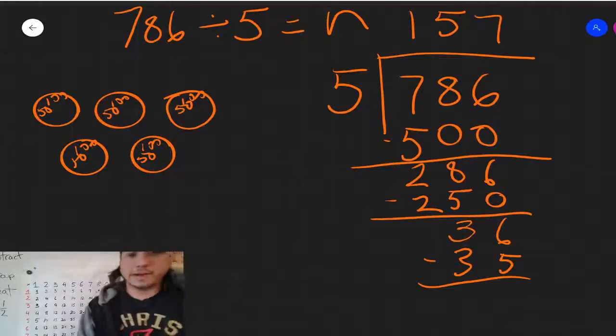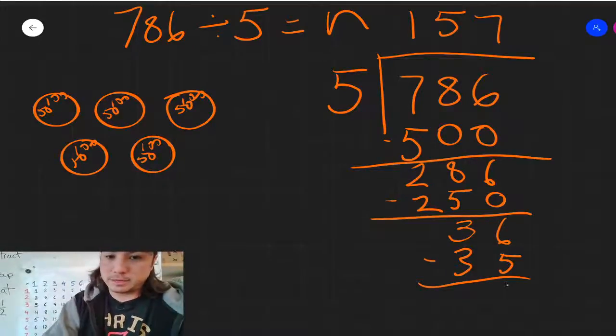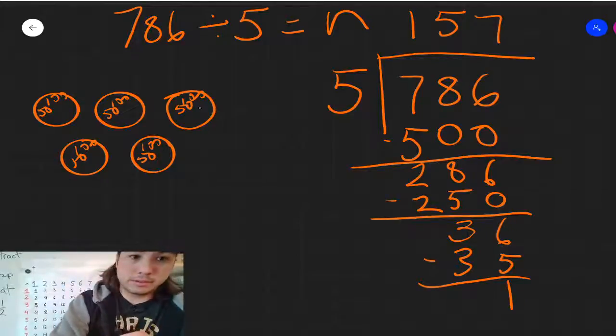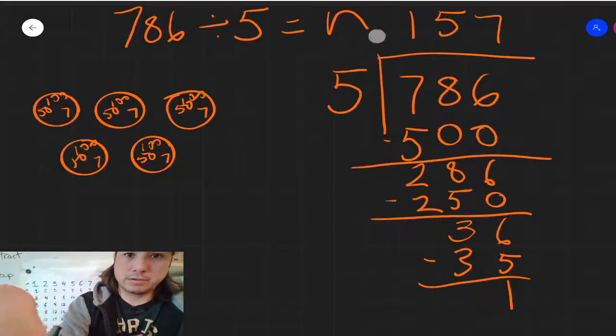Okay, so now that I've divided, time to subtract. 6 minus 5 is 1. 3 minus 3 is 0. Essentially what I've done here is I put 7 ones into each. And look, my quotient up here matches what's in my model. There's 157 in each group.